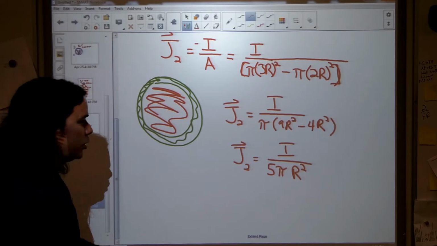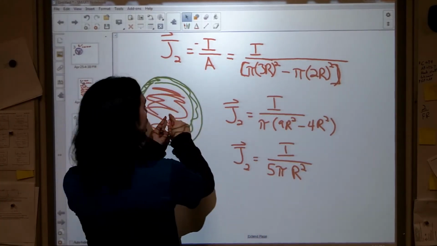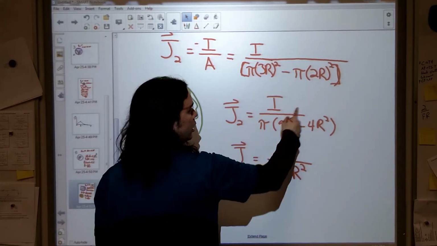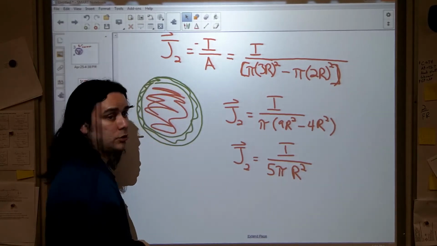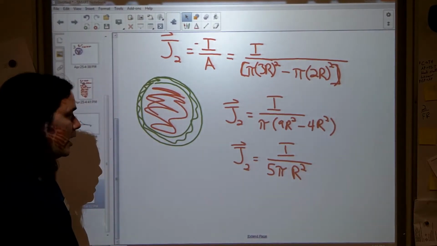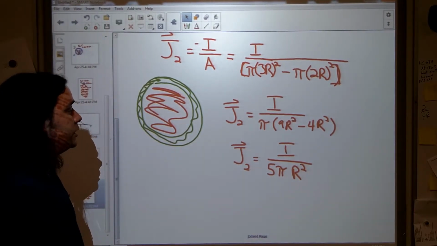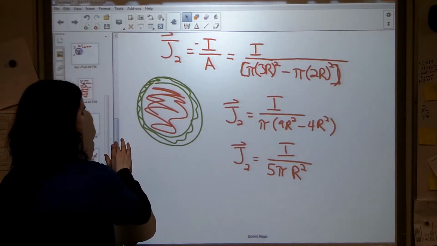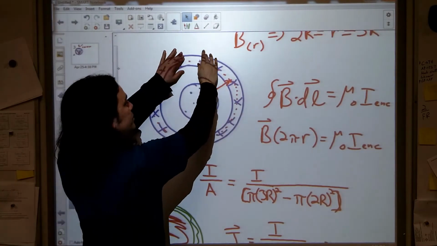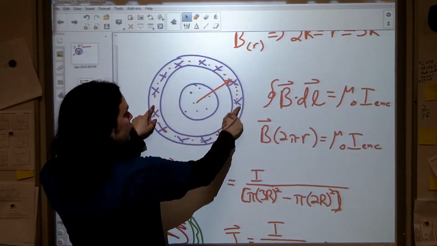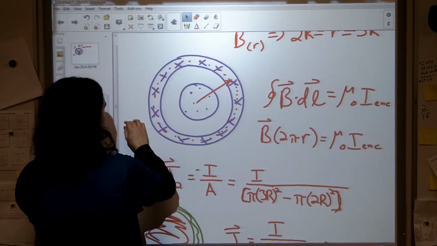I will say this is one of the reasons why I went ahead and did R, 2R, and 3R, so I could clean this up into a nicer form. All right, let's find this is the current density. So this is us actually distributing I evenly along this area of the ring.